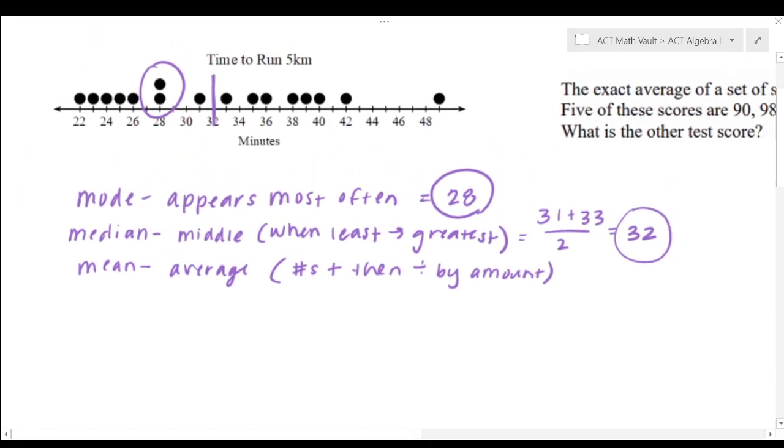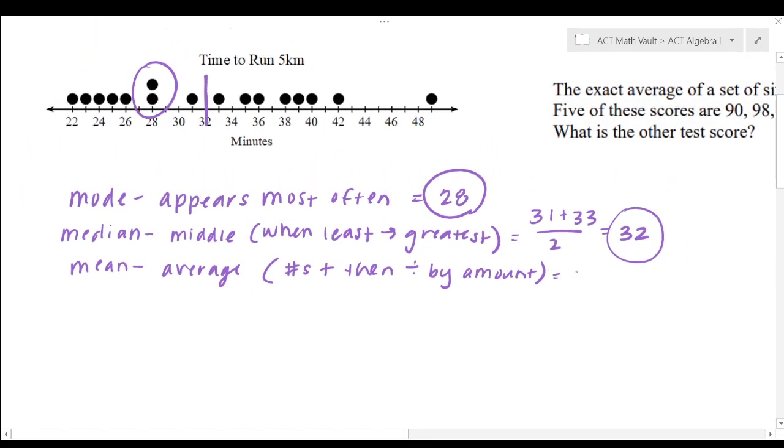Okay, so 32.44, that's the sum of all of these. So 21 plus 23 plus 24 plus 25 plus 26 and so on.